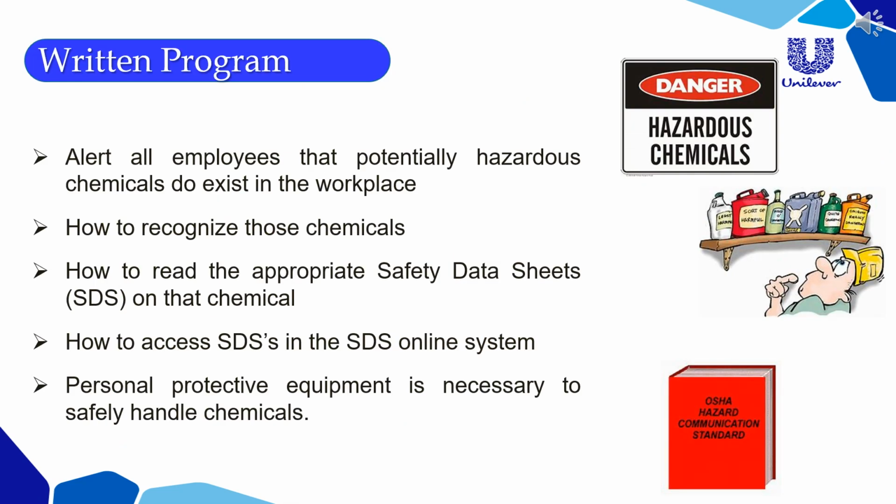Let's talk briefly about our written program. Our written program is in place to alert all employees that we do have chemicals in the plant. We want you to know how to recognize those chemicals, how to read the SDS, how to access the SDS, which we've talked about in Part 1, and what personal protective equipment is necessary to safely handle, store, and dispense chemicals.